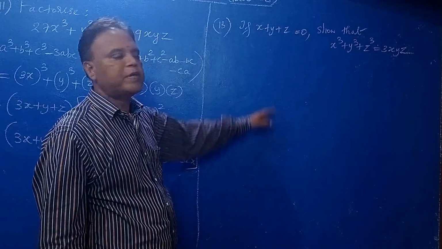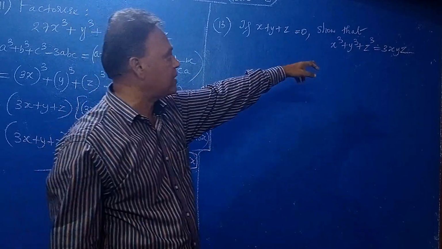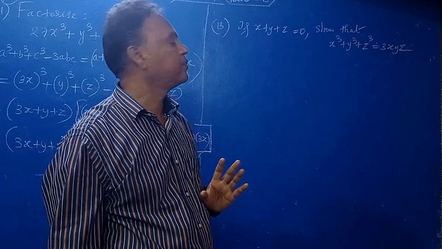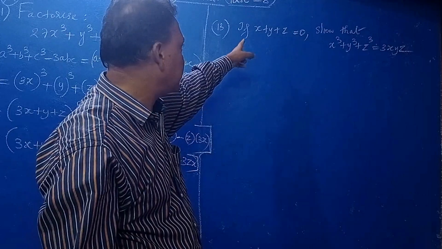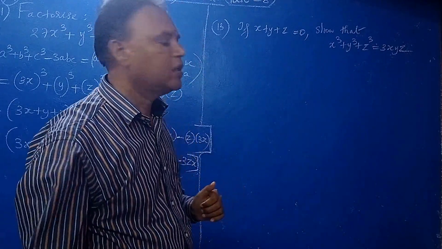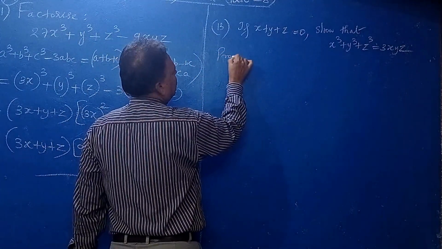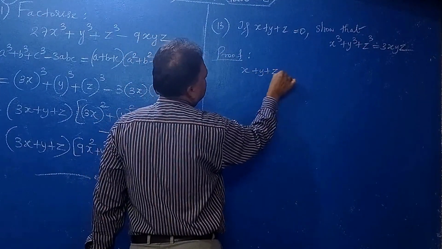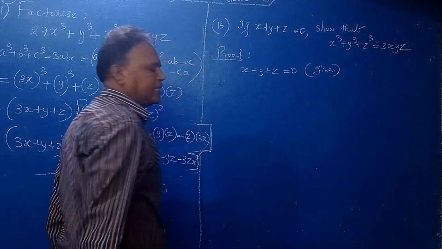Now we will see the 13th problem. If x plus y plus z equal to 0, prove that x cube plus y cube plus z cube equal to 3xyz. So how to prove this? Here, first you see, if means what? Given. First you take that one. From the given we can easily get it. Proof: given x plus y plus z equal to 0. Now you have to prove that.